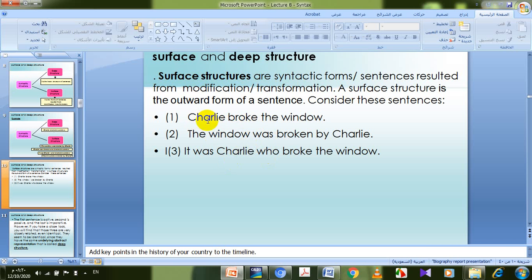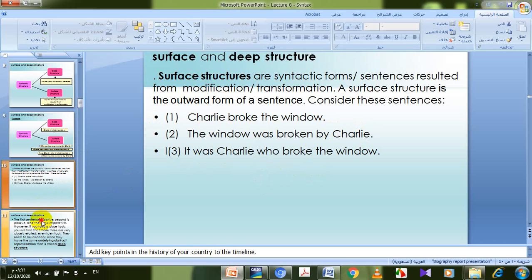We have, for example, in all of them, a noun phrase, a noun, a verb, and another noun phrase. So the noun phrases are different but the verbs are common. The same deep structure gives many surface structures.